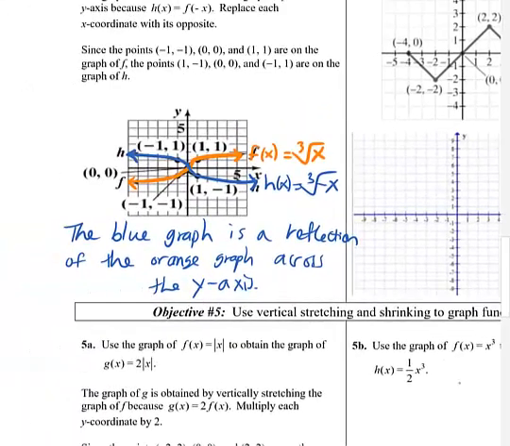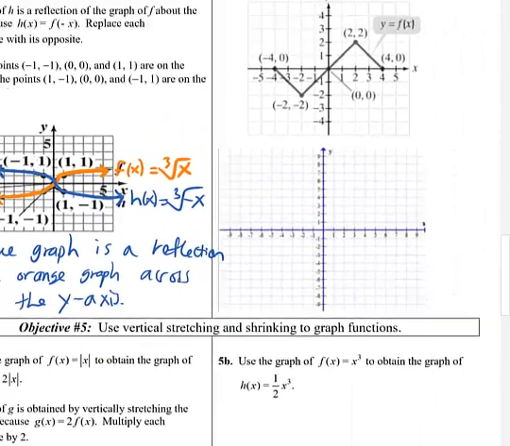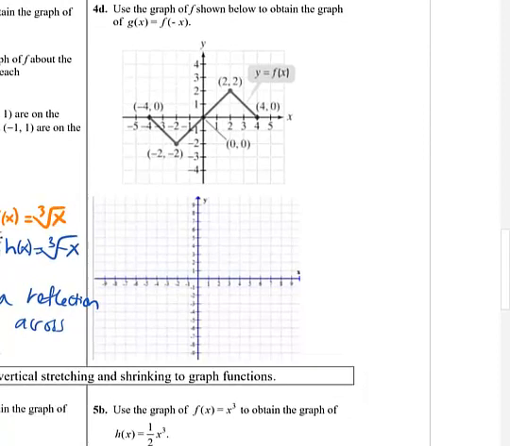And then do some more explaining of why, but basically what you're going to do is try to memorize that if I see a negative inside my function, I'm going to reflect the original basic graph function across the y-axis. Okay, now this next example is kind of wild.